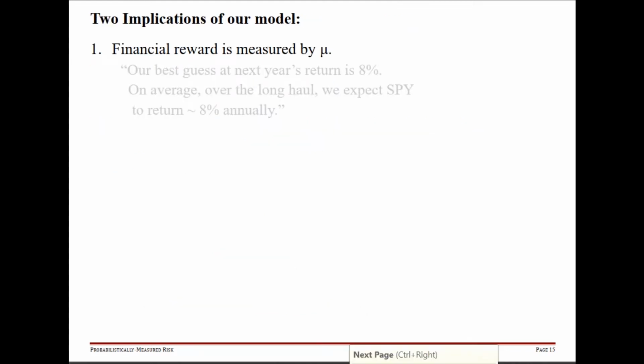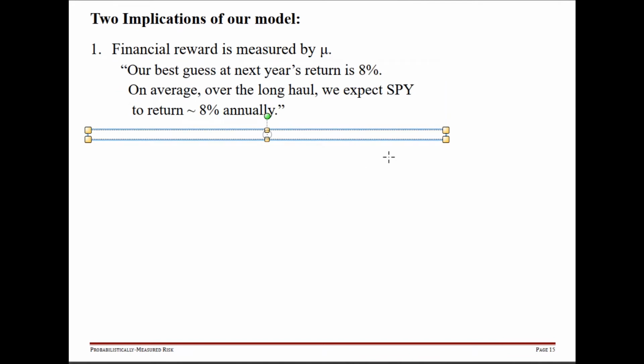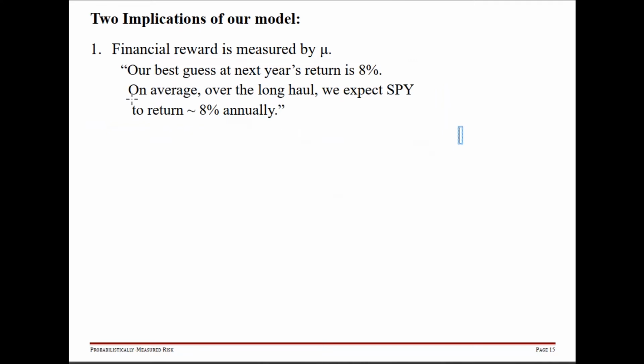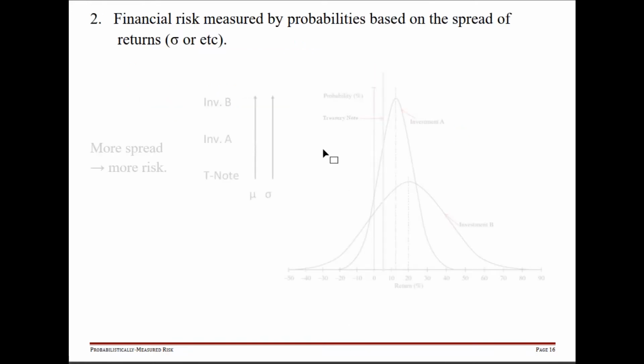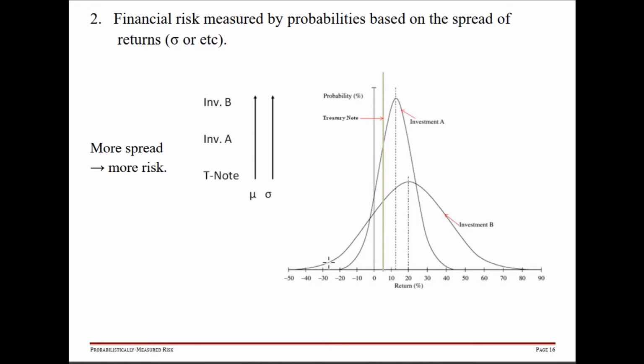Okay, so the 2 big implications of this is that we're measuring reward by expected value still here. We're saying we characterize reward by, on average, over the long haul, we expect the spiders to return about 8% annually. But now we're also, very importantly, talking about risk, and risk is always going to be measured in some way by the spread of that distribution here, okay? So if we have something like a treasury, we assume the federal government never goes bankrupt. Our treasury return has no spread, okay?